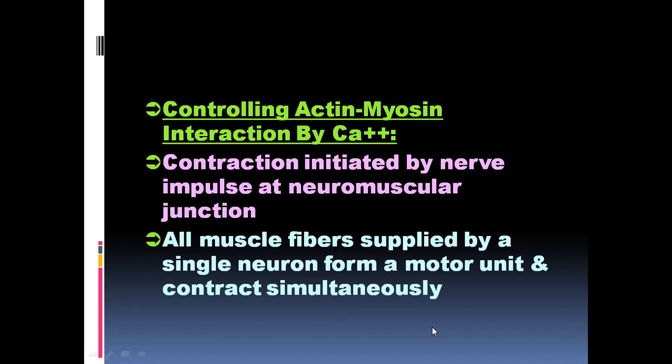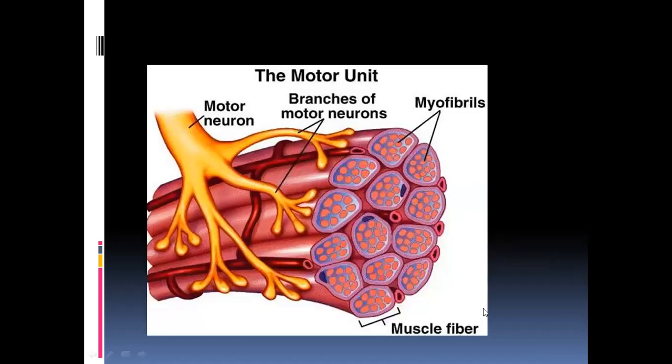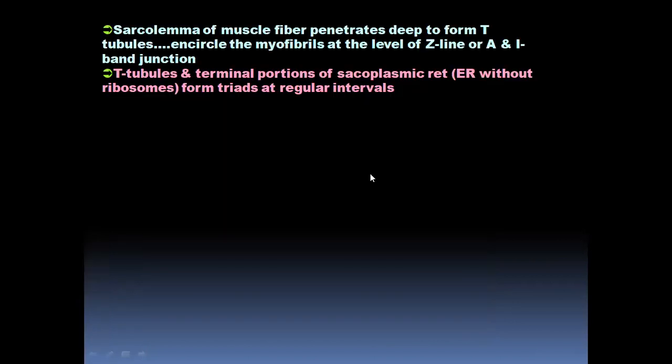Anyway, you should listen to the whole lecture and try to understand the topic because this is a very important topic. All the muscle fibers are supplied by a single neuron to form a motor unit, and all the muscle fibers, remember, contract simultaneously. They contract at the same time. Now look here. This is a muscle fiber, this is the neuromuscular junction, where the neuron is forming a junction with the muscles. And this is our muscle fiber. This is the motor unit. It is stimulating all the muscles at the same time, right?